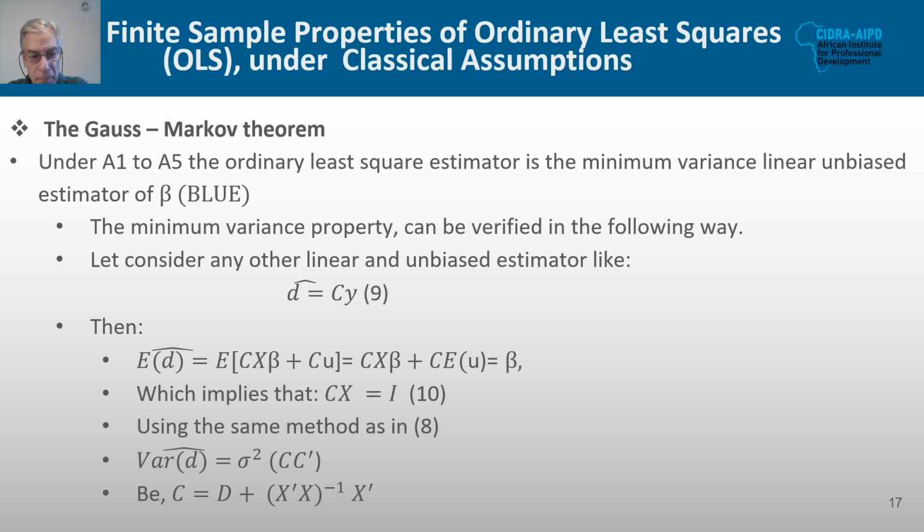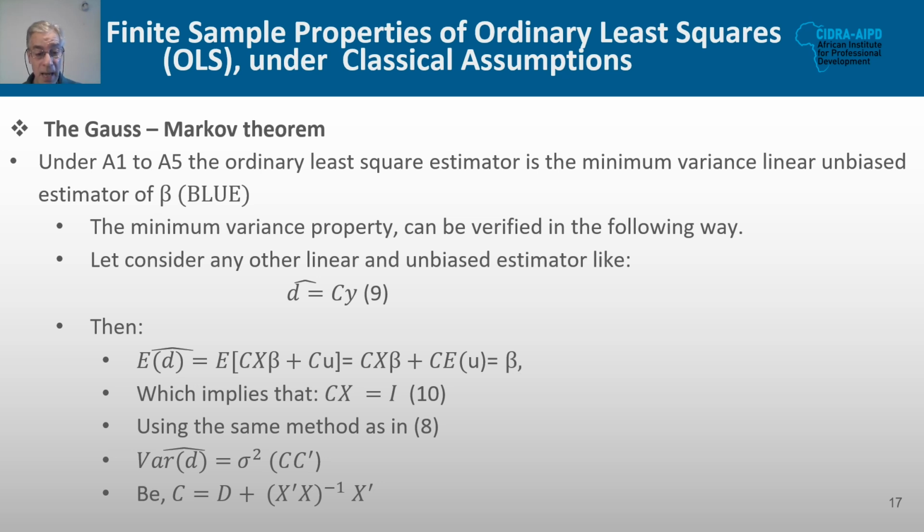The minimum variance property can be verified in the following way. Let's consider any other linear and unbiased estimator, like b hat equals C times y. Then, if it is unbiased, the expected value of b hat must equal beta. Replacing y by its expression in equation number 5, it equals the expected value of C times X times beta plus C times u.